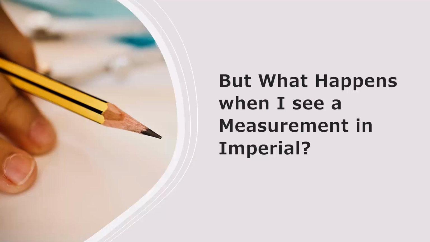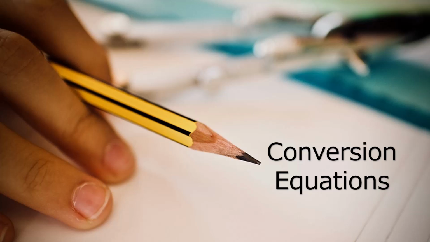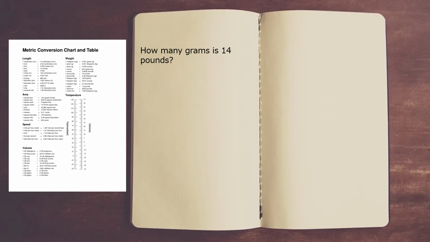So hopefully I've sold you on SI, but what happens if in our life some crazy person gives us a confusing imperial measurement? Well, then we use our handy dandy conversion equations. It's math, but it's so simple, so don't be scared. The scary part is the imperial unit, trust me. So first, we need to find our conversion factor, and we'll use a metric conversion chart or a metric conversion table for this.